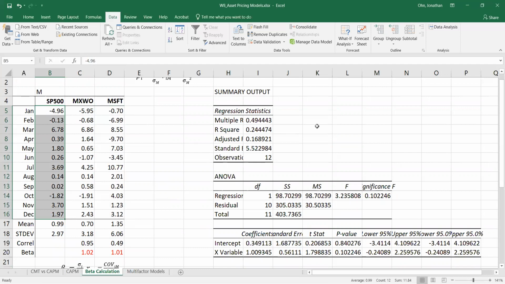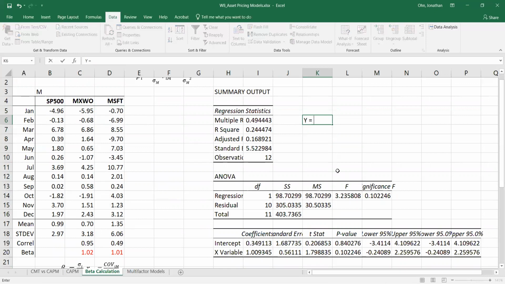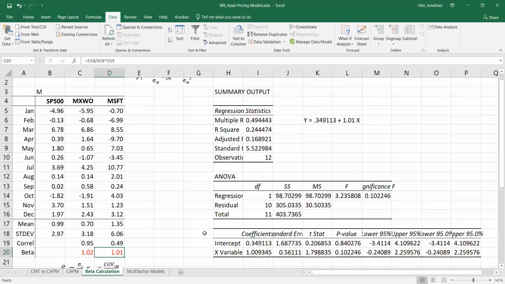And the result is here: Y, Microsoft return, A is here 0.349113 plus 1.01 times X. X is the market return. All right. So the estimated slope 1.01 is the beta. That is the second approach to estimate beta.